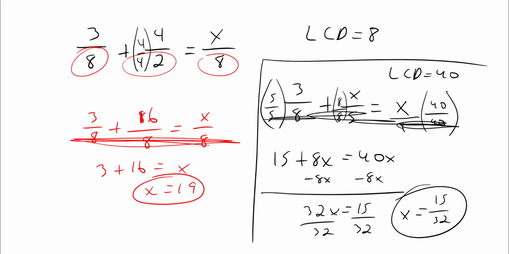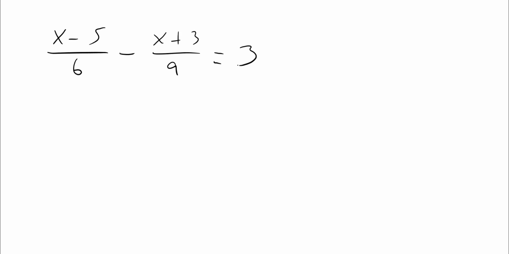Okay? All right, let's keep going here. Let's try a couple more. How about (x minus 5) over 6 minus (x plus 3) over 9 is equal to, let's just say 3. I'm making up a random number because it's kind of fun to make up random things, especially as you know how to solve them.